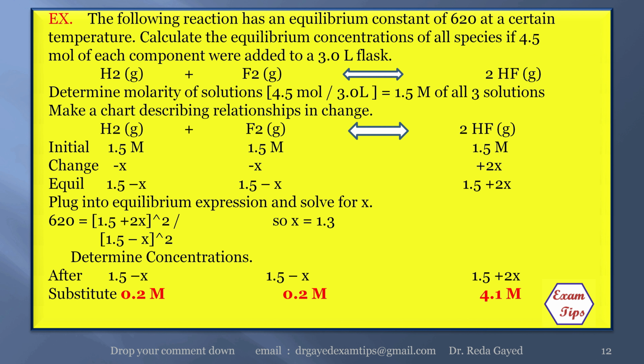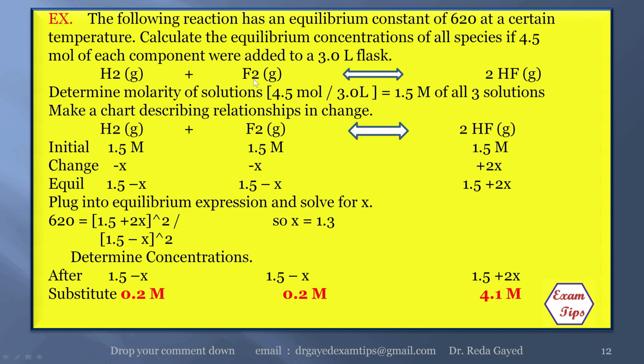Another question here. The following reaction has an equilibrium constant of 620 at a certain temperature. Calculate the equilibrium concentrations of all species if 4.5 mole of each component were added to a 3 liter flask. Take care, 3 liter flask. Here it is mentioned at the end. So if you read the sentence very quickly and you didn't recognize 3 liter flask, you will not solve the equation properly.